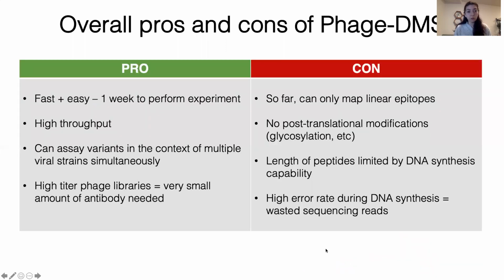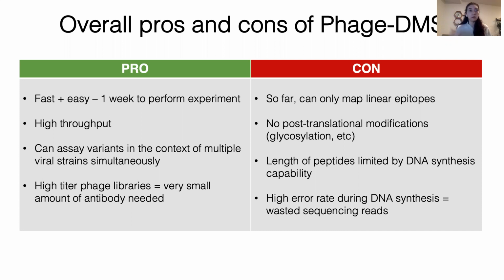And so finally, I just want to go over the total list of pros and cons for Phage-DMS, just in case you're considering it for your purposes. So one awesome pro is that the system is really fast and really easy to perform. So like I said, it's a single round of selection. From start to finish, an entire experiment takes about 1 week, which is great. It's a super high throughput method. And by that, we mean because we can do this in a 96-well plate format, you can run hundreds of samples, hundreds of antibodies, all in parallel at the same time. And so this has really helped.